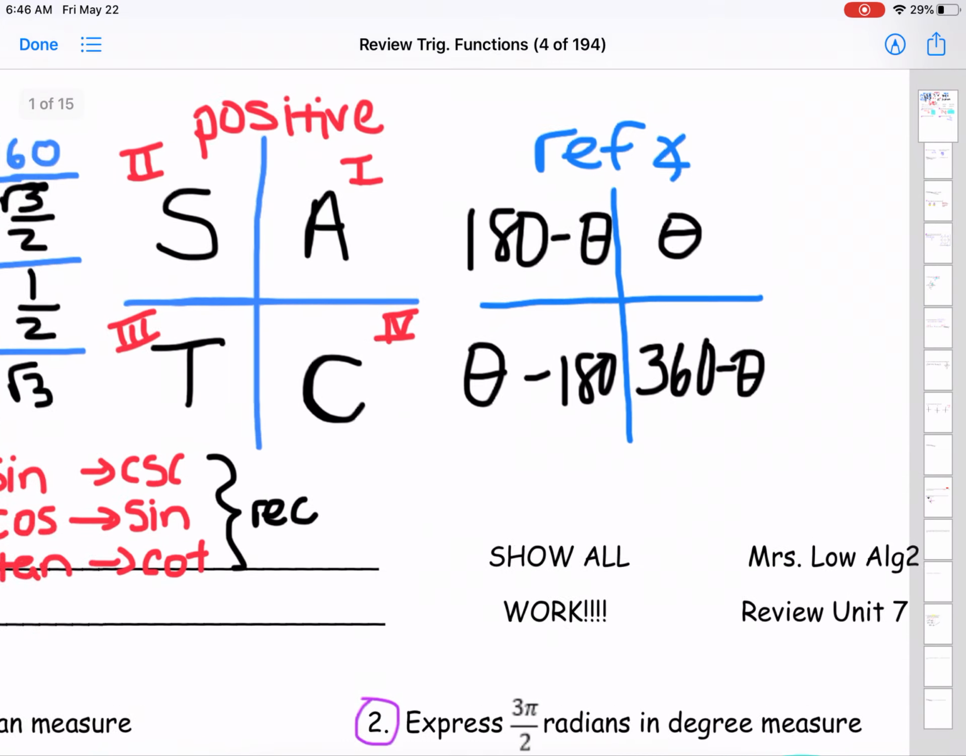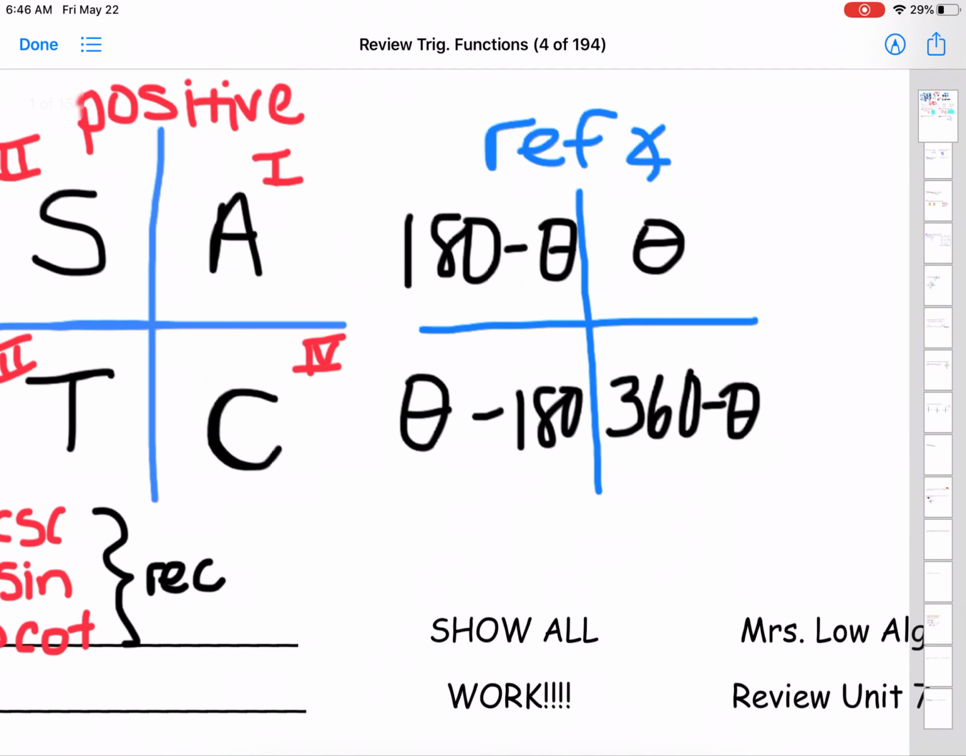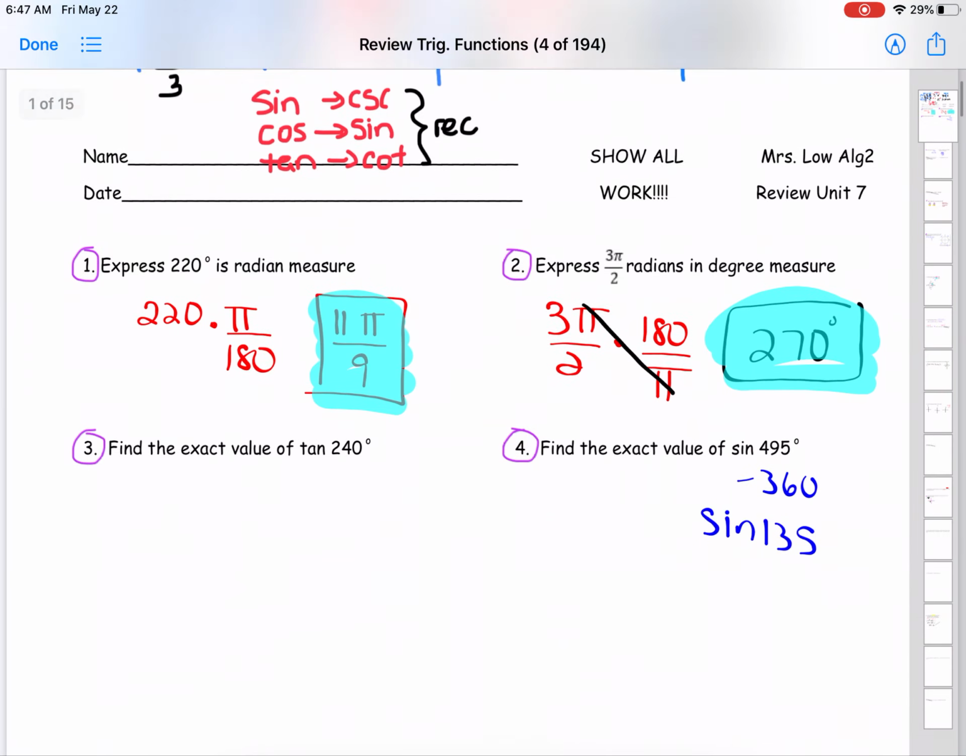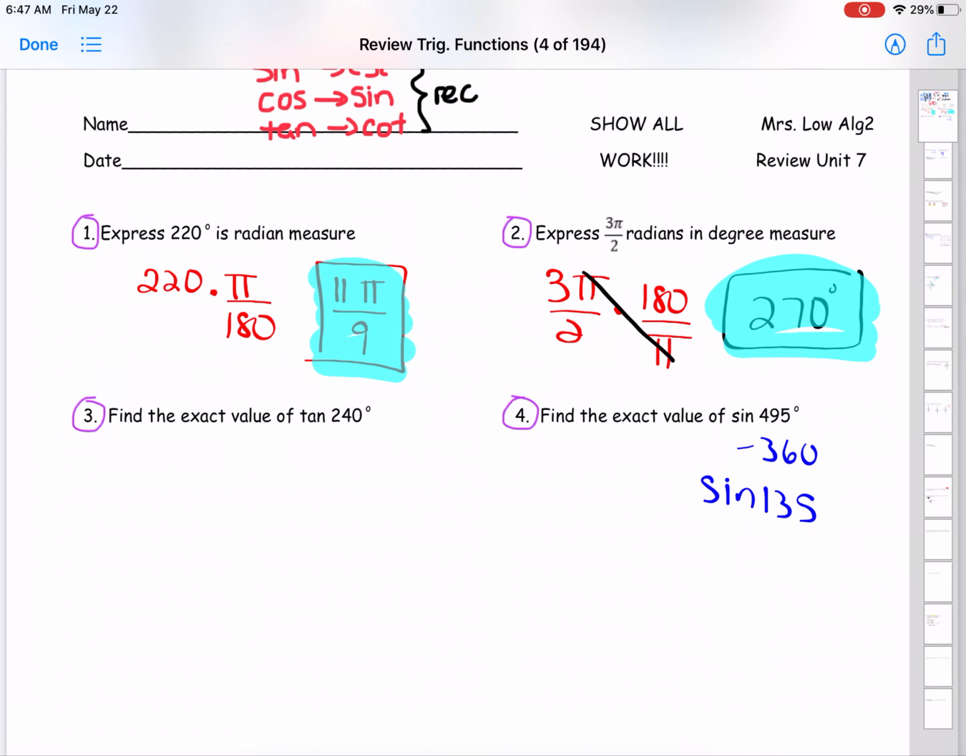Oh, one more thing, reference angles. In order to find the reference angle in quadrant 1, you are your own reference angle. In quadrant 2, it's 180 minus the given angle. And in quadrant 3, it's the given angle minus 180. And in quadrant 4, 360 minus the angle. Notice 270 is never used. Okay. First two I did because those I think you probably would remember.